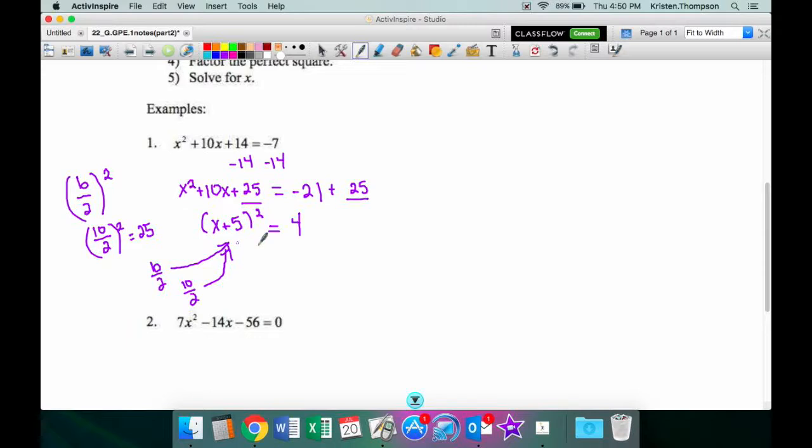Once you've factored the trinomial over on the left side, you're ready to solve. So let's go ahead and solve this thing. So I'm going to just rewrite it over here, x plus 5 quantity squared equals 4. So to solve for my x, I want to peel off my layers, so I have to get rid of the square. The opposite of a square is a square root. So I'm going to take a square root of both sides.